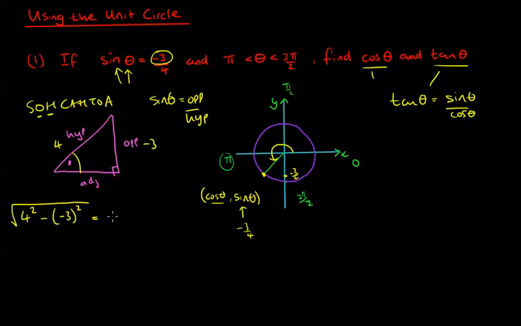Well, that would be 16 take away 9, which is 7. So this side would be root 7. Okay, we'll leave it in surds. Remember, we're not using the calculator at all. So this side's root 7, and we've got all the sides now.